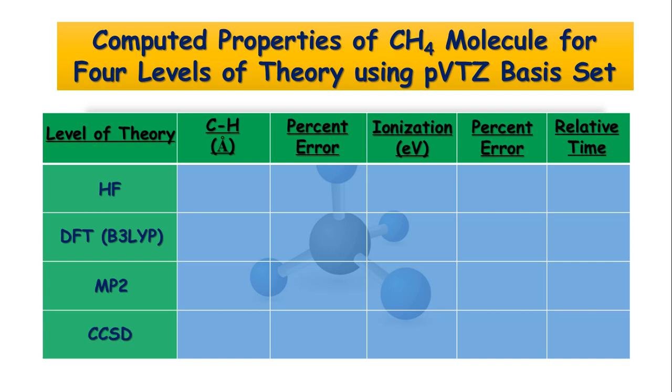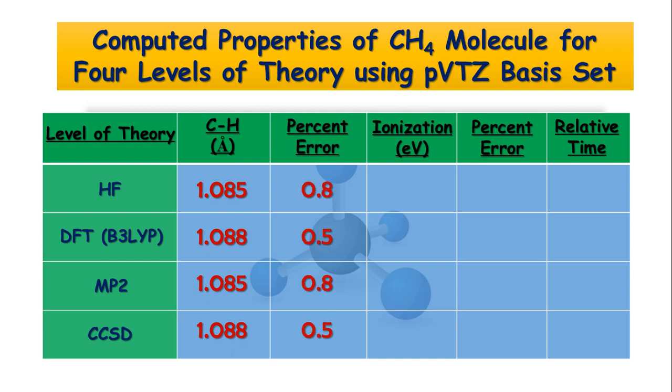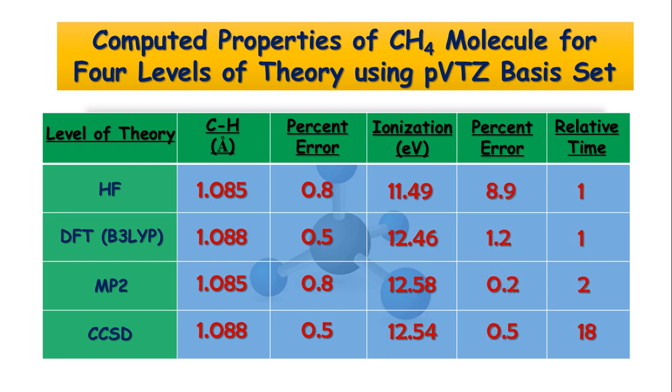Here you see the CH bond lengths. Then the percentage errors can be seen. Then here you have the ionization energies. All the levels of theory listed in this table predict the CH bond length with accuracy within 1%. One piece of interesting information from this table is that the DFT method predicts this bond length as accurately as the much more computationally expensive CCSD approach. The error in the ionization energy predicted by Hartree-Fock is substantial, but all three other methods give better predictions. The higher levels of theory, MP2 and CCSD, give considerably more accurate results for this quantity than DFT.